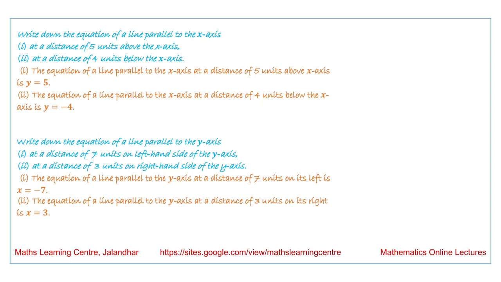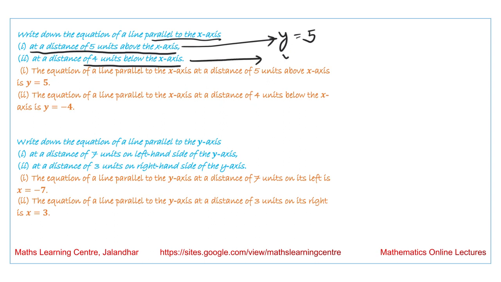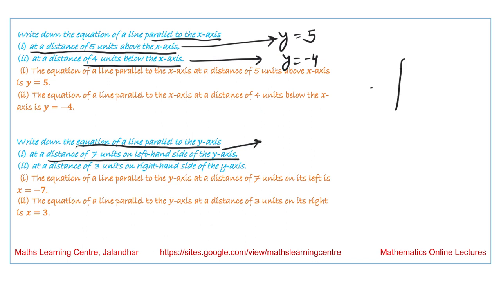Write down the equation of a line parallel to the x axis at a distance of 5 units above the x axis. So, the equation will be y is equal to 5. At a distance of 4 units below the x axis, the equation will be y is equal to minus 4. Similarly, the equation of a line parallel to the y axis at a distance of 7 units on the left. 7 units on the left means, if these are the x axis and y axis, we are talking about a line over here which is parallel to the y axis. This point is minus 7.